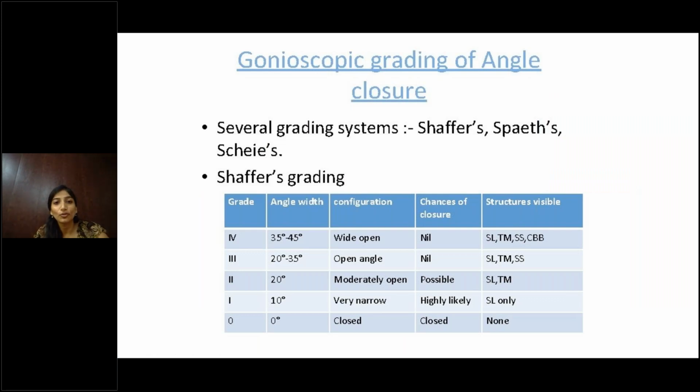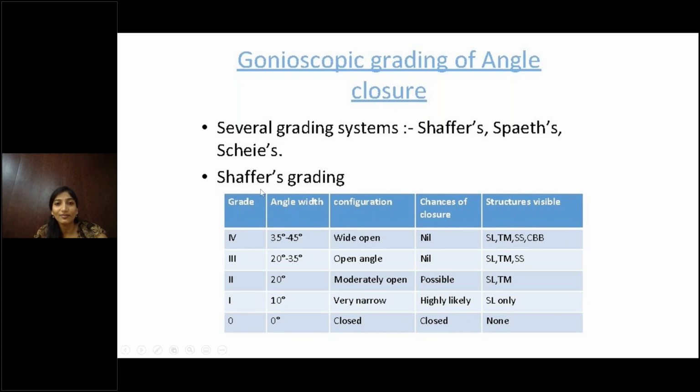You can also grade it on gonioscopy depending on how many structures you see. Okay, if you're seeing all these structures, it is a grade 4 open angle. If you're seeing the Schwalbe's line and the trabecular meshwork and the scleral spur, then it is a grade 3 angle. If you're seeing only the anterior trabecular meshwork and the Schwalbe's line, but the PTM is not visible, it is grade 2. If you're seeing only the Schwalbe's line but no trabecular meshwork, it is grade 1. And if you do not see any structures, the angles are closed. This is Shaffer's grading.